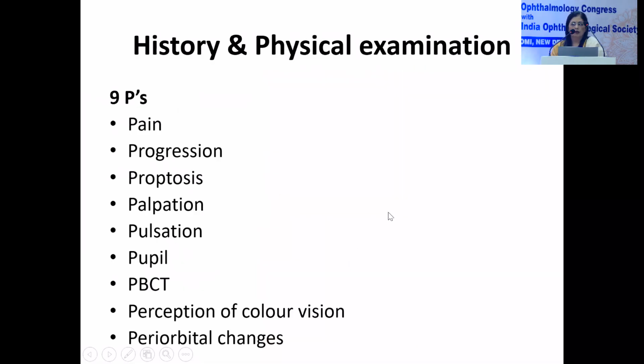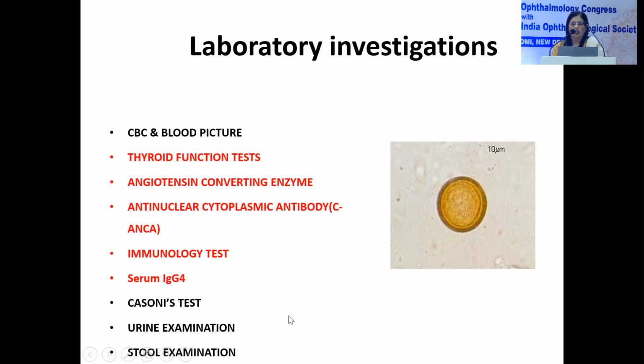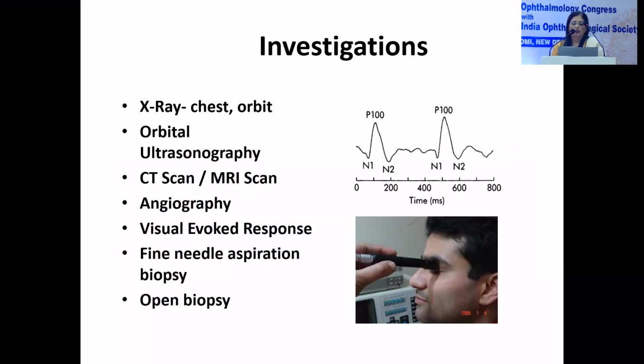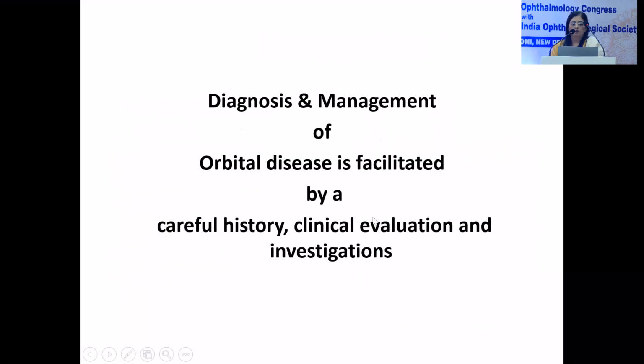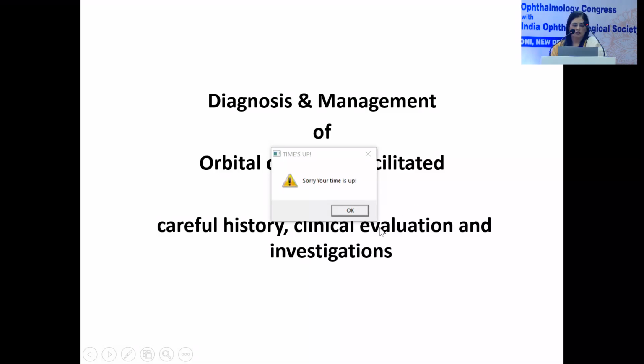So remember, whenever you have a patient of proptosis, remember 9 P's: pain, progression, proptosis, palpate, pulsation, see the pupil, PBCT, perception of color vision, and see if there are any periorbital changes. And the 10th one is also important, the past medical or surgical history. So whenever you're taking a patient of proptosis, in history and physical examination, these P's are important. And then narrow down your differential, order the investigations, lab investigation and imaging, and then you can go ahead and plan the management of these patients. Thank you.